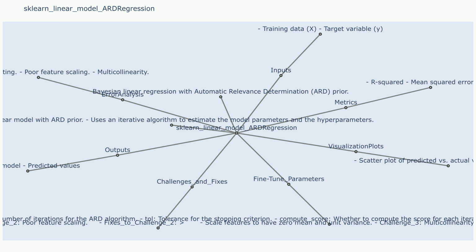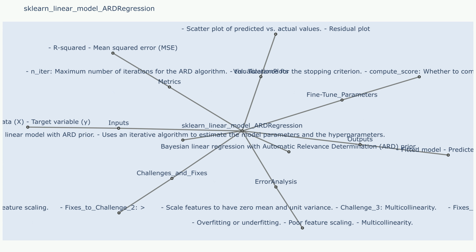ARD assumes a prior distribution over the weights of the linear model, encouraging small weights for irrelevant features and effectively shrinking them towards zero. This leads to a sparse model, effectively performing feature selection. Inputs. X, the input features, independent variables of the data, as a 2D array of shape n samples by n features. Y.